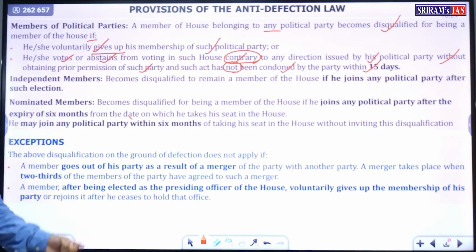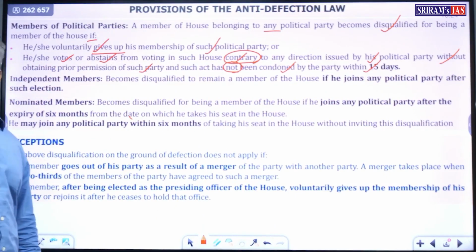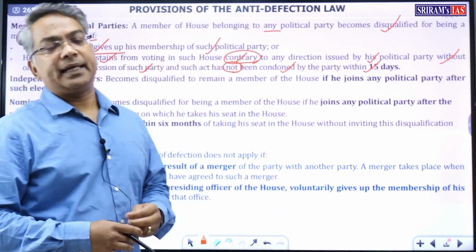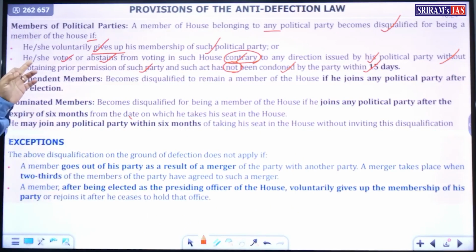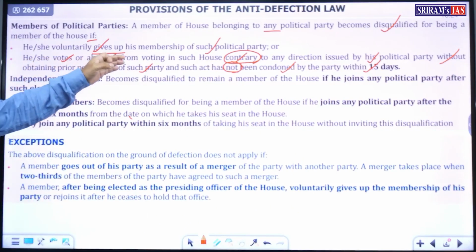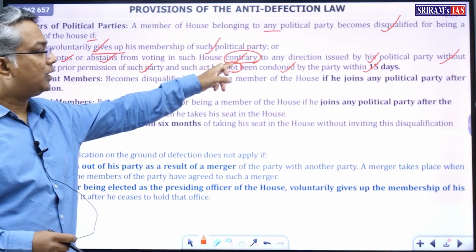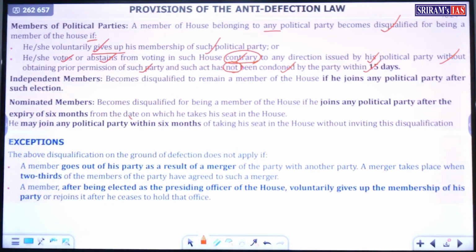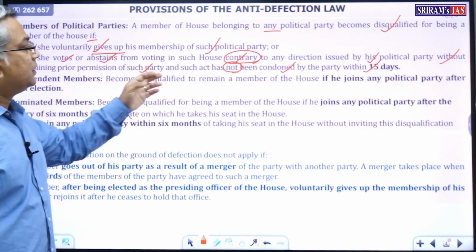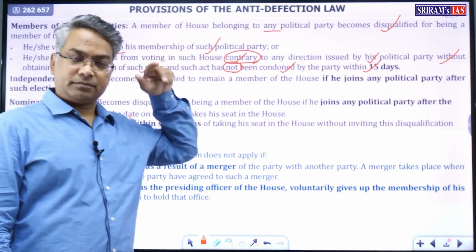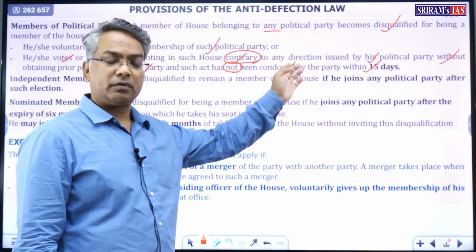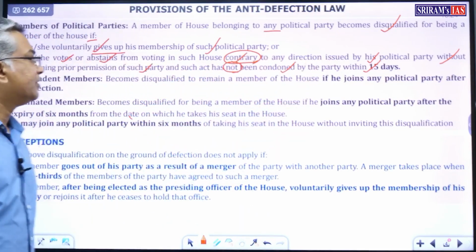That is, he is defying the orders of the party whip, that is, disobeying the directions of the party leadership. He votes or abstains from voting in the house contrary to any direction issued by his political party without obtaining prior permission of such party, and that act, that is his abstaining or voting against the direction, has not been condoned, accepted by the party within 15 days.